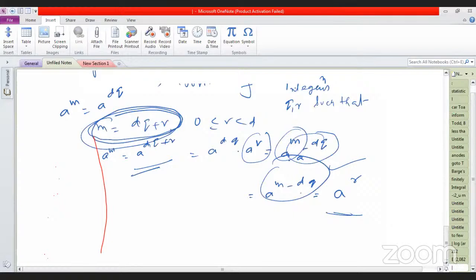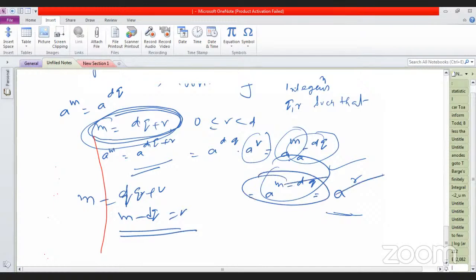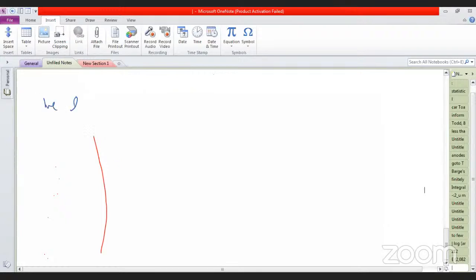Here m is equal to dq plus r. So m minus dq is equal to r. Therefore A power m minus dq is A power r. So we have A power d belongs to H. So A power d whole power q, which is A power dq, belongs to H. We can write it or not?